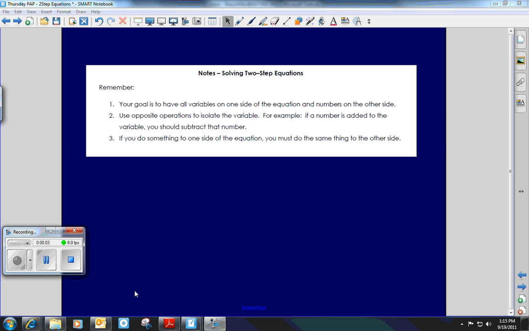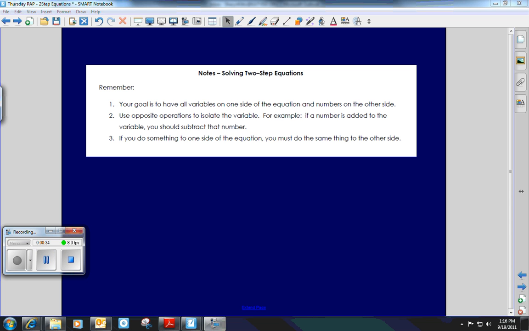Notes on solving two-step equations. Remember, when you're solving any equation, your goal is to have all the variables on one side and the numbers on the other side. You should use opposite operations to isolate the variable and get it by itself on one side of the equation. For example, if a number is added to x, you should subtract that number from both sides of the equation. And if you do one thing to one side of the equation, you have to do the same thing to the other side.